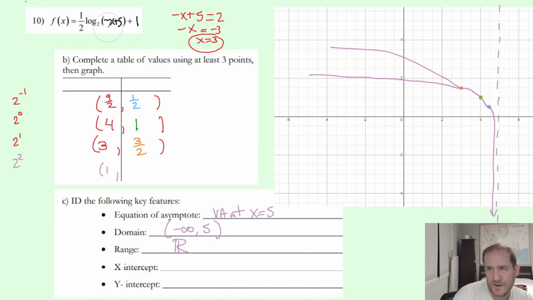So letting x be 1, we get log base 2 of 2. Half of 2 is 1. 1 plus 1 is 2. So you know that the point 1, 2 is on your grid. So that certainly helps shape sort of the steepness of our graph. It also lets me know that my y-intercept will be a little bit greater than 2.